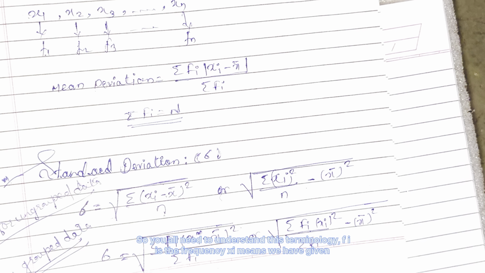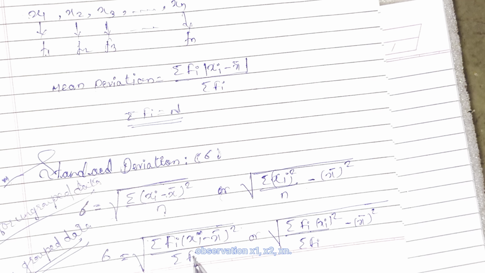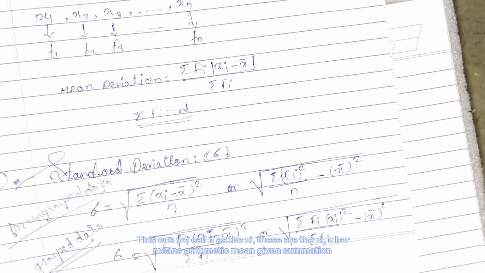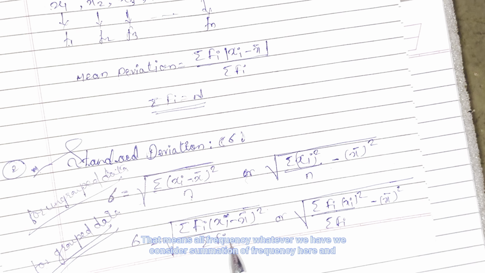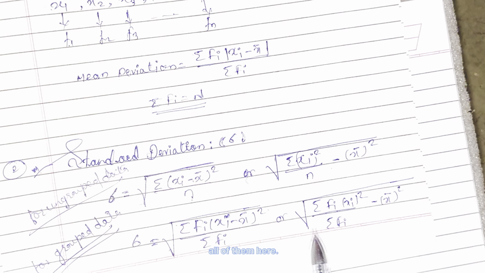You all need to understand this terminology. fi is the frequency, and xi means the given observations x1, x2, up to xn. x bar means the arithmetic mean. The summation of fi means we add all the frequencies we have. Similarly, all the other notations are the same here.